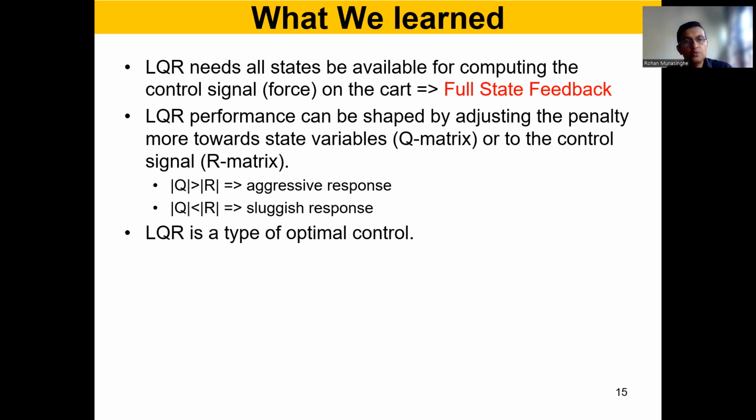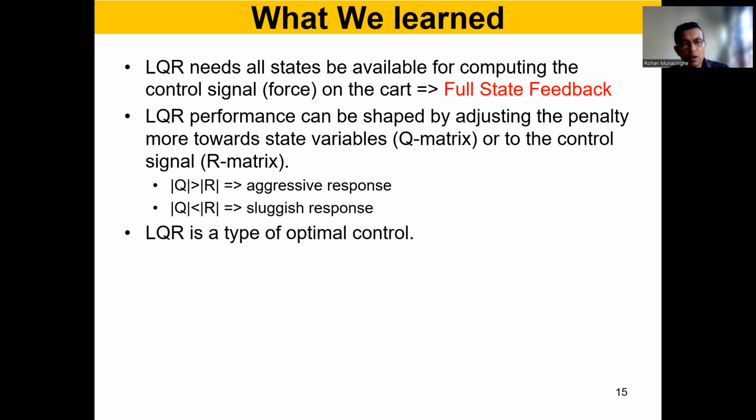Now, if you want to shape the performance, control performance, more towards the state variables, so that the state variables won't change much, or more towards the control signal, so that the control signal will not be very aggressive, but limited, you have to tune your matrices like Q and R.